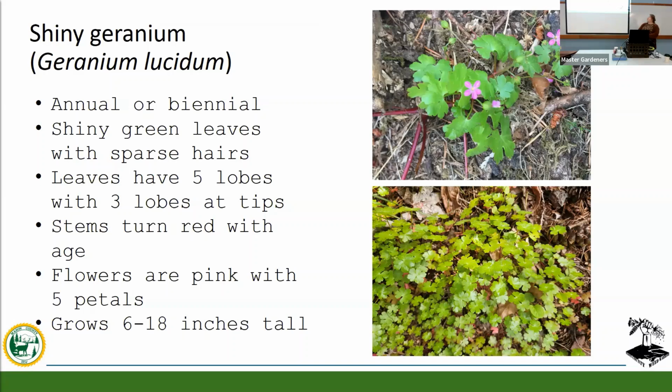Okay, shiny geranium. So this is one that we don't have a ton of yet in the county, but I'm sure as we look for it, we will see more. It's a small annual or biennial. It has very shiny leaves that are lobed. They have 5 lobes that have 3 notches at the tips of the leaves. The stem you can see in the top photo, it turns red with age and they're hairless or smooth. The flowers are pink with 5 petals.